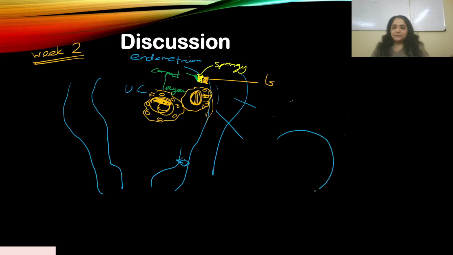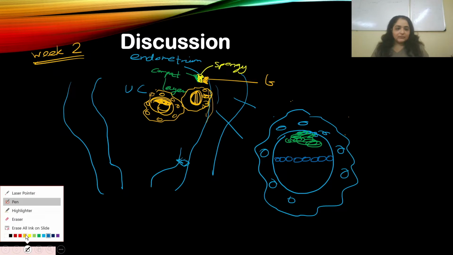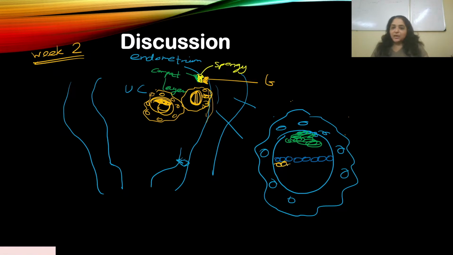So now you have this embryo. Let's say there are cavities formed here. Using a different color, you have the inner cell mass. Now this inner cell mass gets differentiated into two layers. They are called epiblast cells, and the second layer is called hypoblast cells.